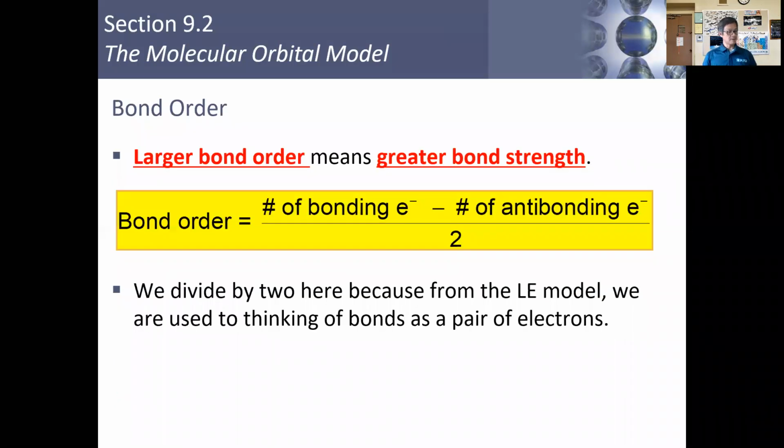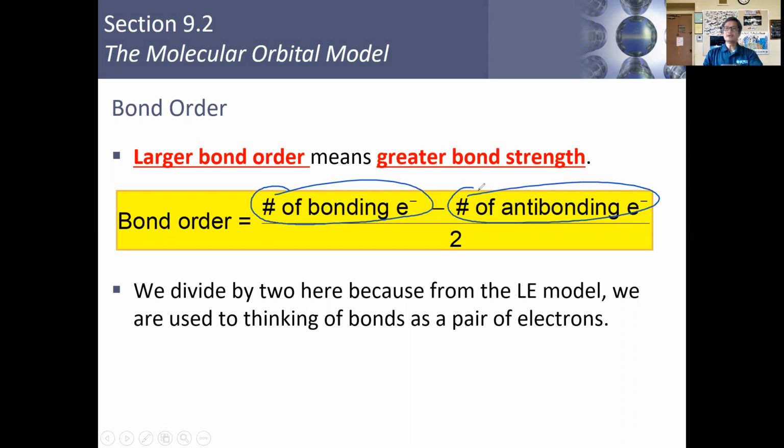So when we talk about bond orders, basically it's a calculation that allows us to compare the bonding situation between different molecules. And the calculation ends up being very simple and straightforward: you take the number of bonding electrons and subtract from it the number of antibonding electrons.